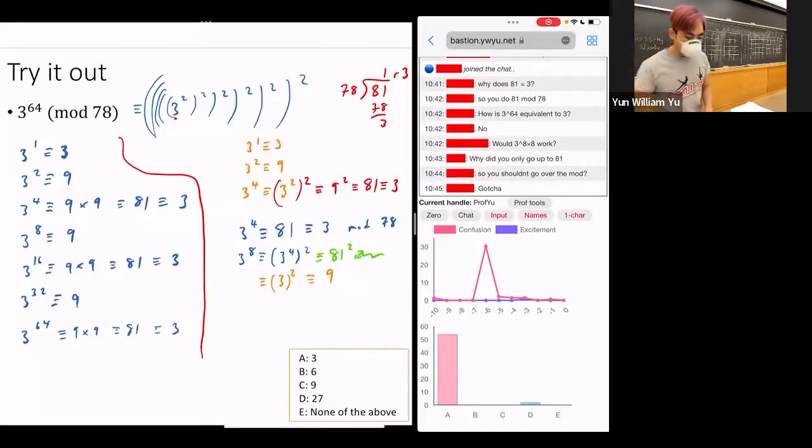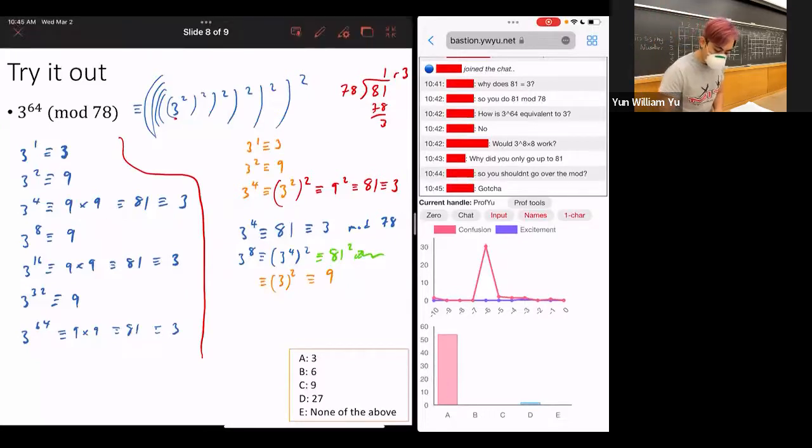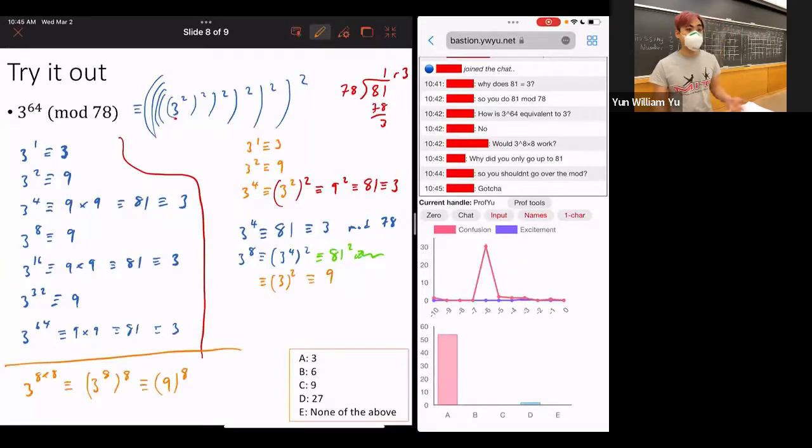Would 3 to the 8 times 8 work? So let me write that separately. The question is 3 to the 8 times 8. This is equivalent to 3 to the 8 to the 8th power, right? And if you knew what 3 to the 8 was, which is equal to 9, you could say this is equal to 9 to the 8. But then, of course, you need to compute 9 to the 8. But yes, that would work. Eventually, hopefully you find that it's equal to 3, but I don't have it quite computed out.